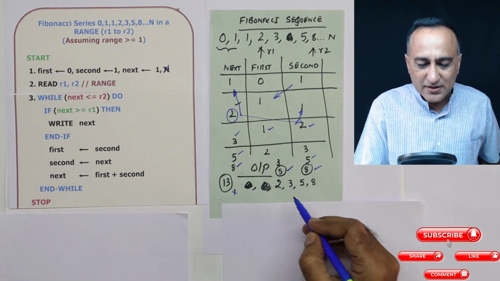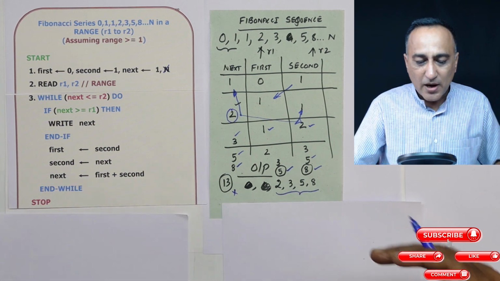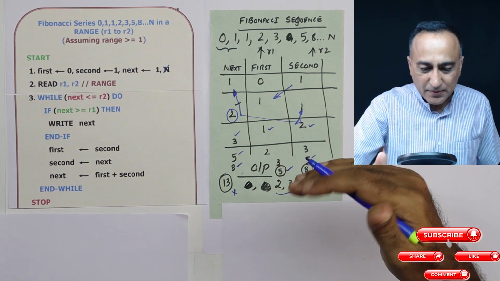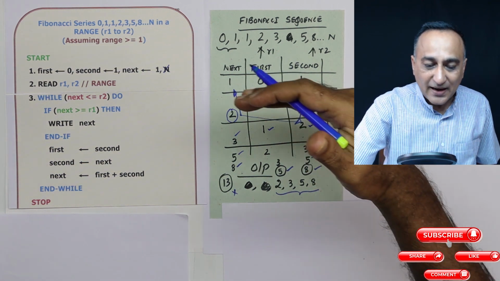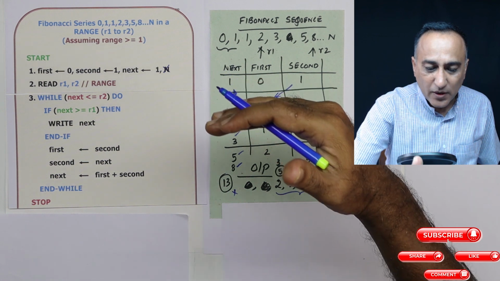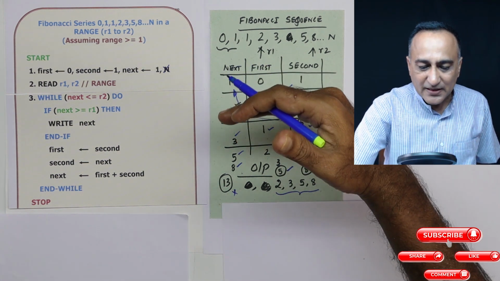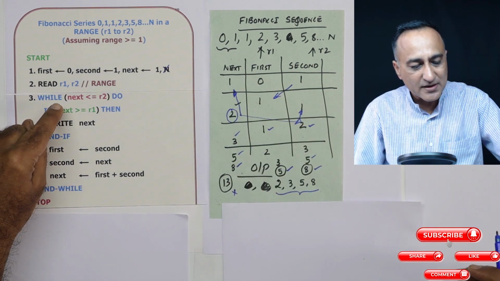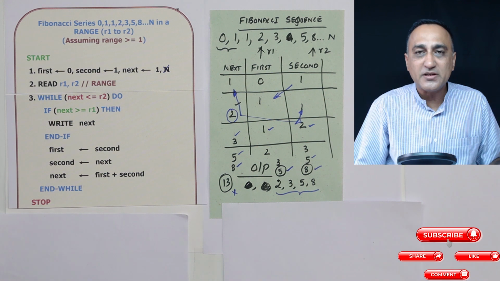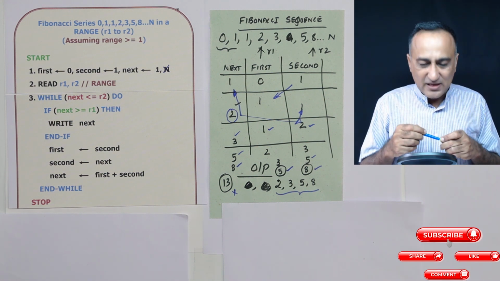This is how your output is going to look. I would suggest you draw a table, take the range as starting from 2 till maybe 35, and take the table with values of first, second and next, and just as I have done, run through the stepwise logic, and then you will be able to understand the range of values it is going to print. So this is one more variation on the Fibonacci sequence.